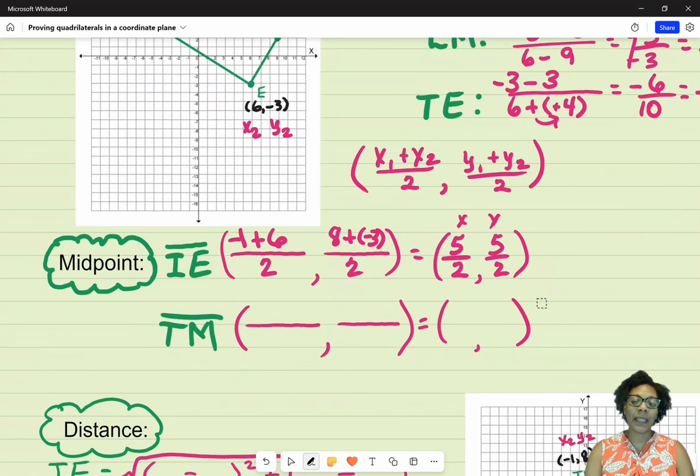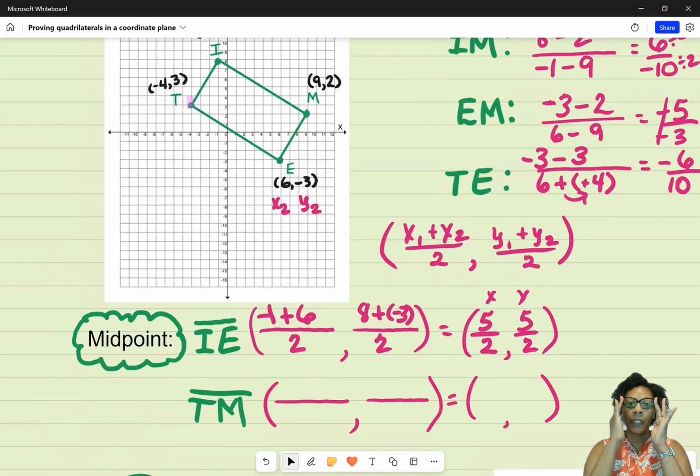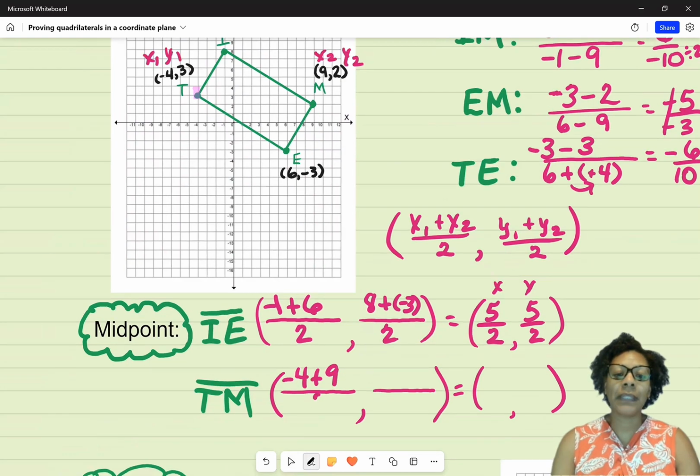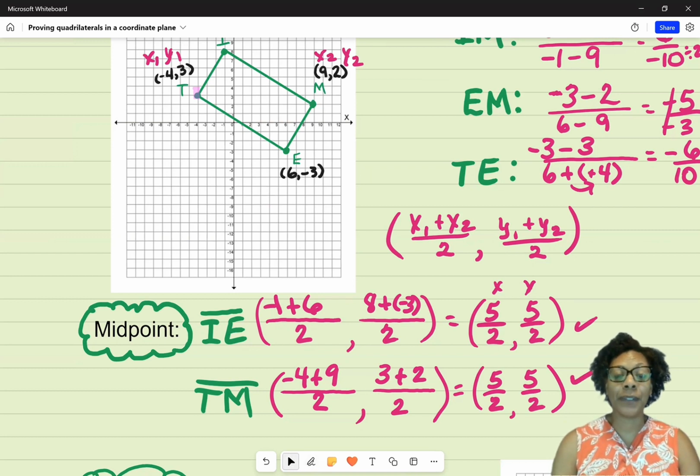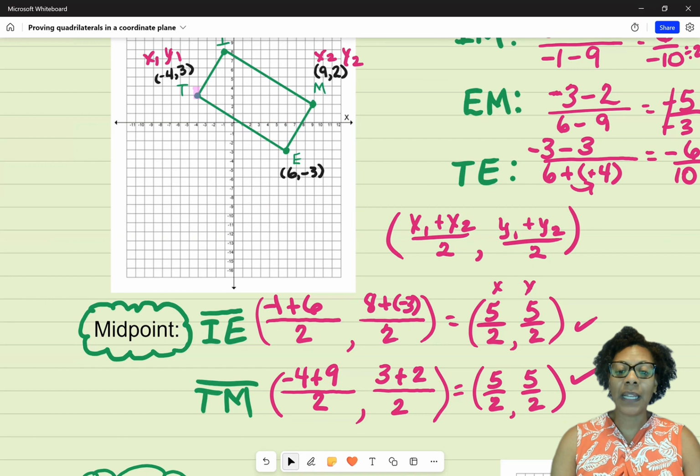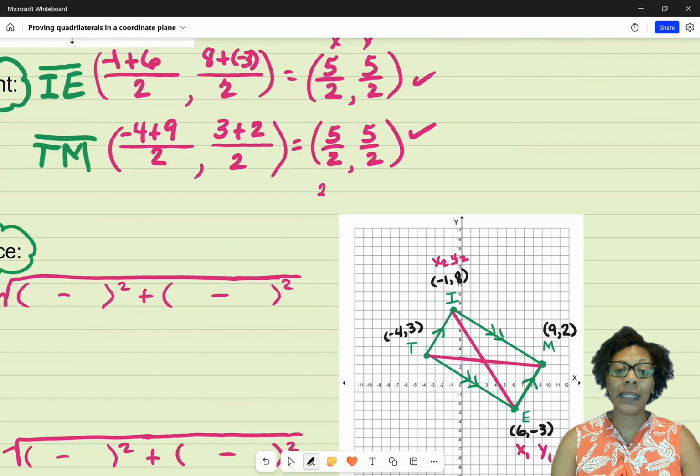Now this does not mean that the x and the y values have to be the same. What it means is that both of your diagonals have to have the same midpoint in order for them to bisect. So I'm going to do the same thing for segment TM. I'm going to substitute in my x values in the first slot, and I'm going to divide by 2. After, of course, labeling it: x sub 1, y sub 1, x sub 2, y sub 2. And just substitute, put my x's together and add them. Divide by 2. I'm taking the average. And the same with my y values. Once I simplify it, I recognize that I have the same coordinates, 5 over 2. So therefore I know that my diagonals do in fact bisect.